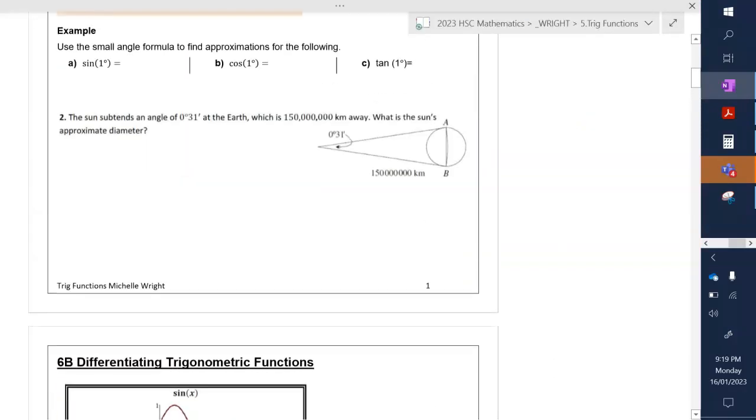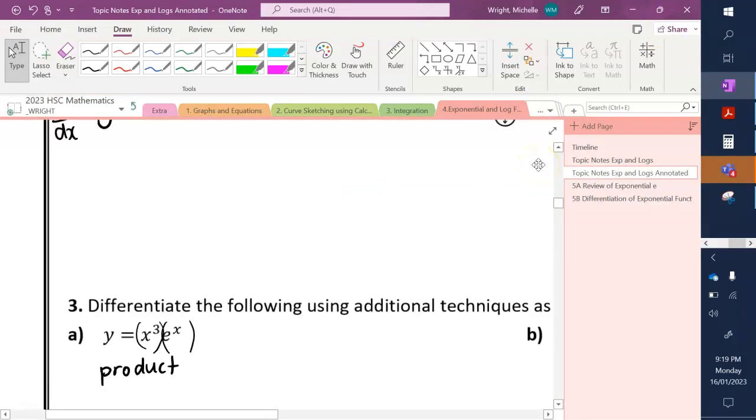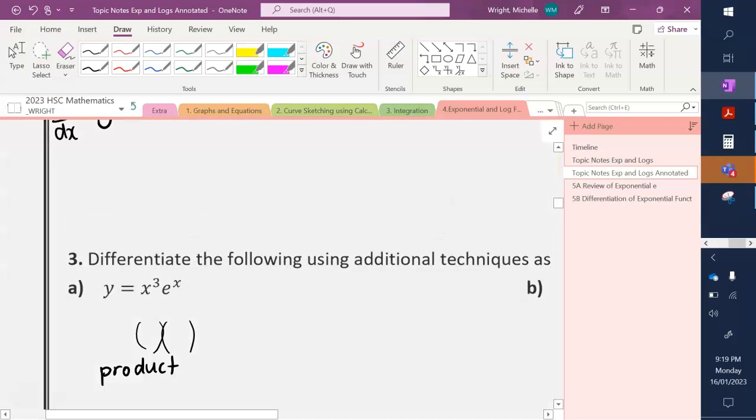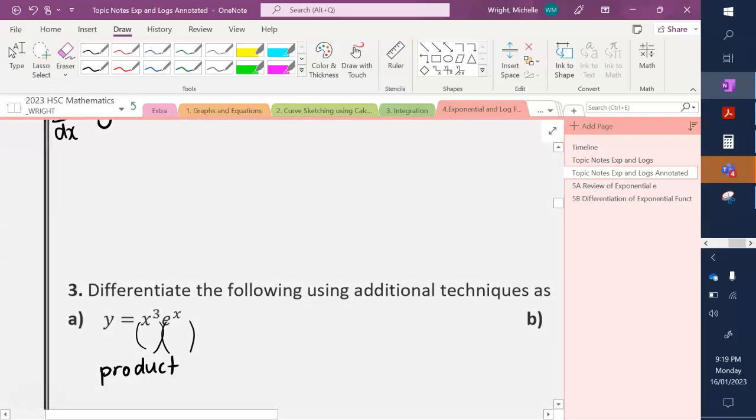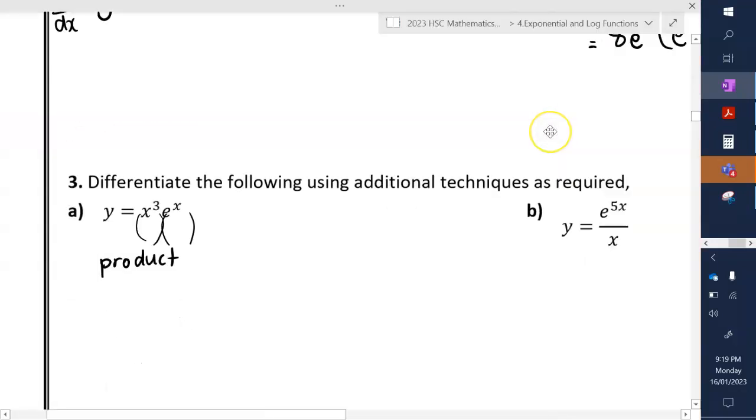done incorrectly. Sorry, I've just jumped to the wrong page here. Because it is given to you. Okay, no allowances will be made in the exam for you getting the rule written down incorrectly.